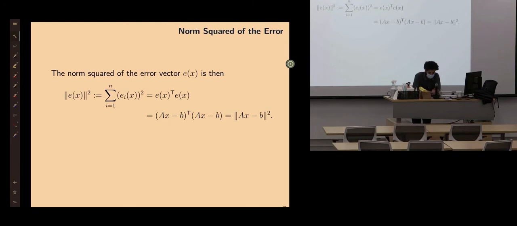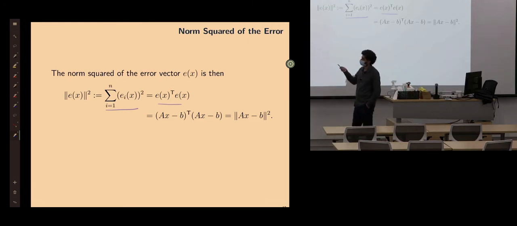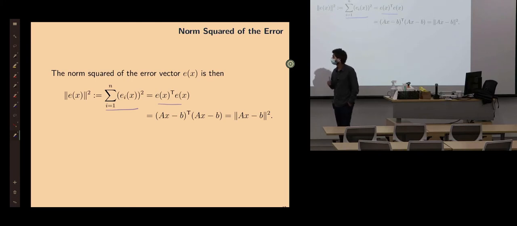So, based on what we learned so far, I'm going to write down the squared norm of the error. By definition, we know that this is just the sum, which is just a different notation, right? Sum over all entries squared of the error vector. We just learned that this is the same as saying the error transpose times the error, okay?